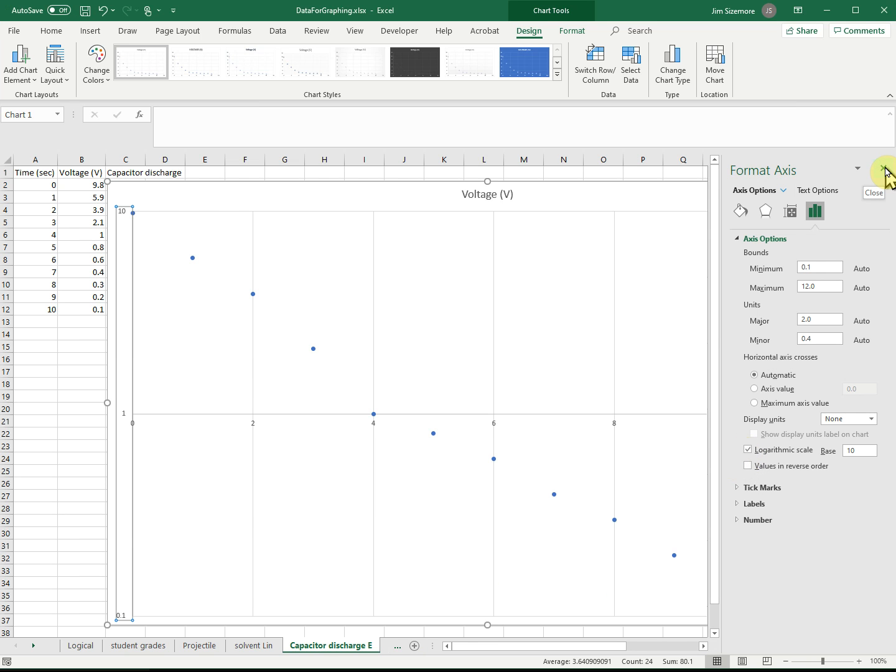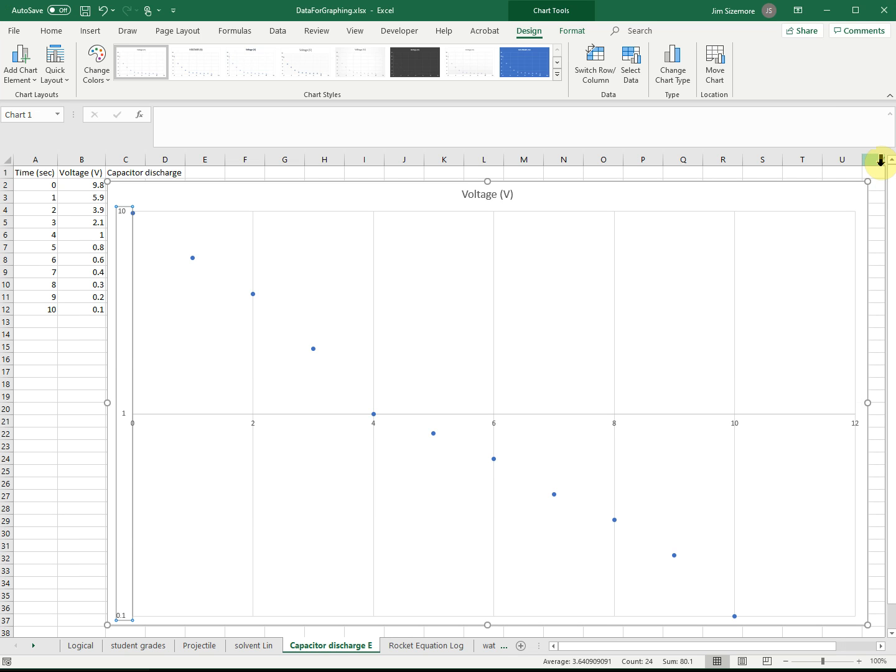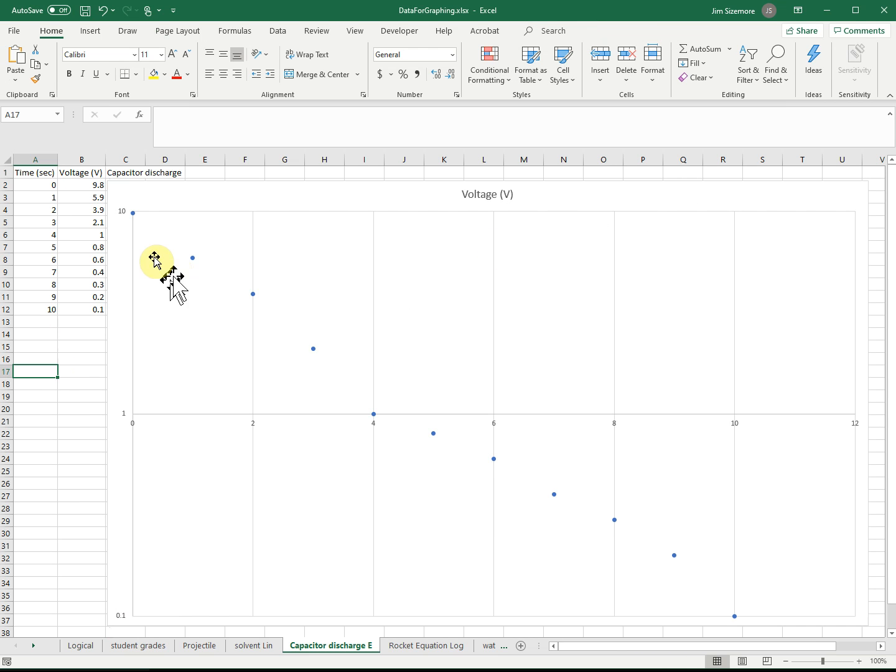Now, what we are actually doing is what's called linearizing the data. We're not actually making the data linear. You'll notice the scale over here is powers of 10 now. The distance between 0.1 and 1 is the same as the distance from 1 to 10. It's called a logarithmic scale.